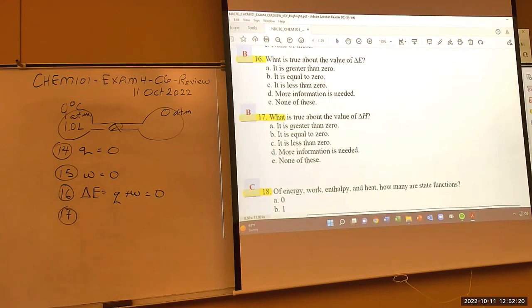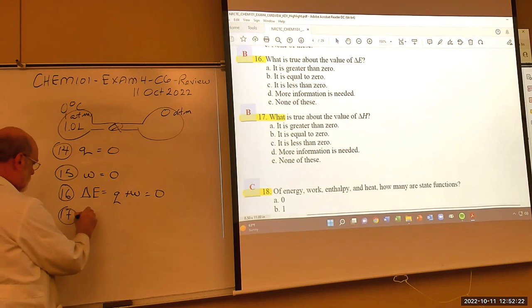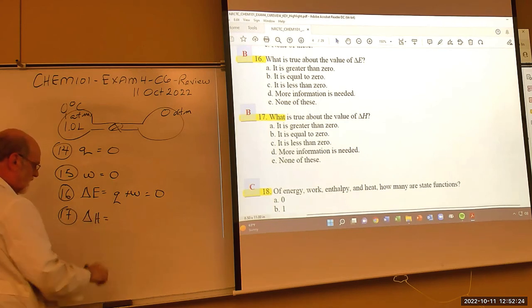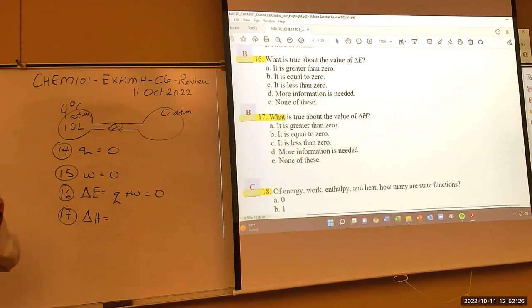About 17. How about delta H? Delta H is related to, but not exactly the same as, what? E. So, if there's no heat that's been transferred, then delta H has to be 0. It can't be anything else but.